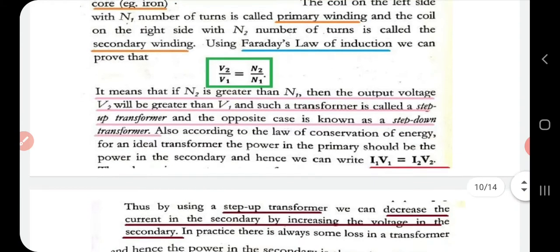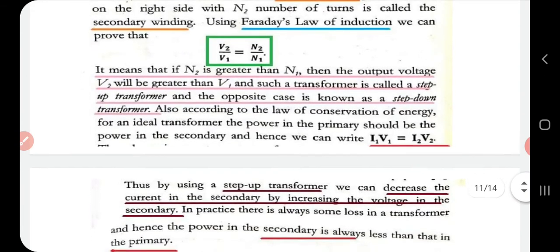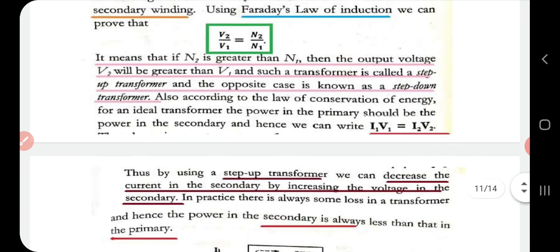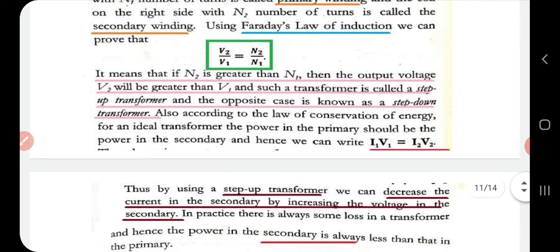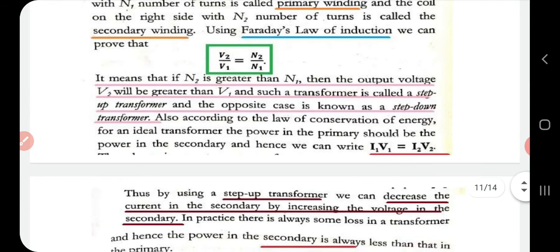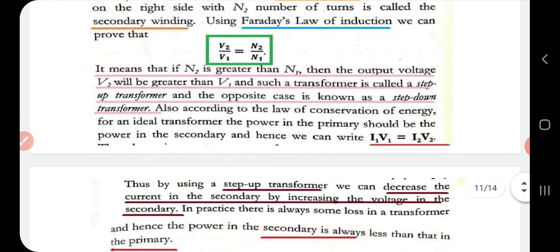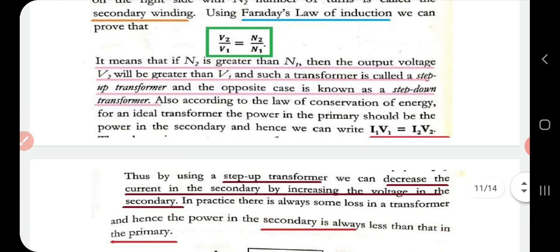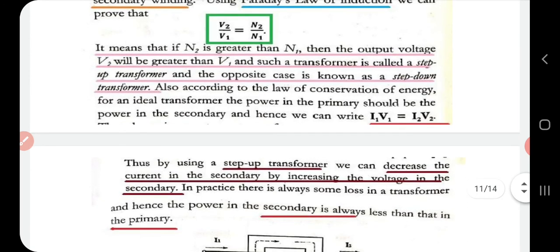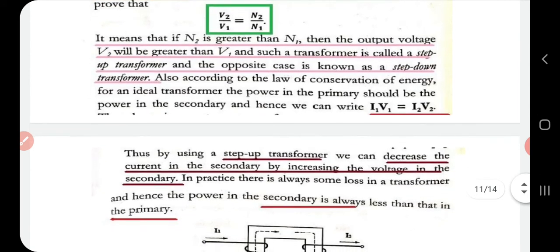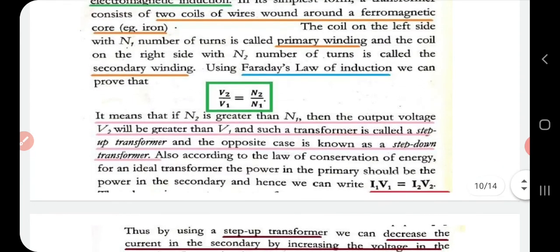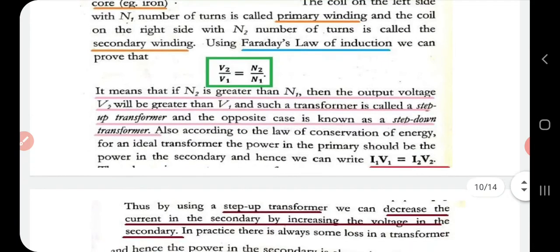Now using Faraday's laws of induction, you have a formula V2 by V1 is equal to n2 by n1. Now it means that if n2, what is n2? Secondary winding, number of turns on secondary coil. If n2 is greater than n1, then output voltage, that is V2, will be greater than V1. Quite natural. And such transformers are called step up transformer, and the opposite one is the step down transformer. So you have got two definitions: what is a transformer, what is primary winding, secondary winding, what is step up and step down transformers, right?